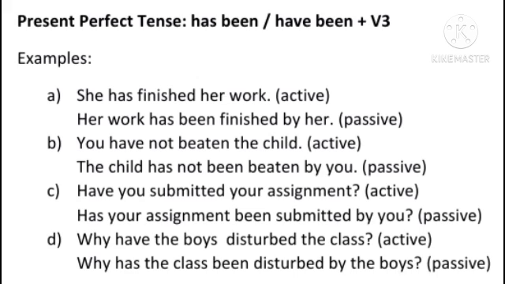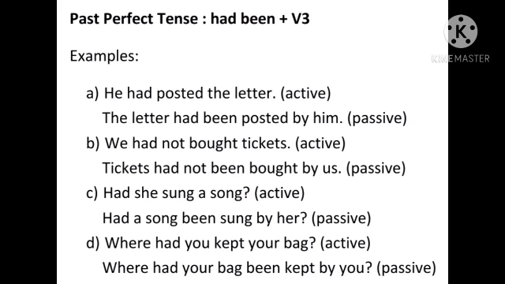Why have the boys disturbed the class? Why has the class been disturbed by the boys? Past perfect tense. In active voice, we use had plus third form of the main verb. In passive voice, we'll use had been plus third form of the main verb. He had posted the letter. The letter had been posted by him.